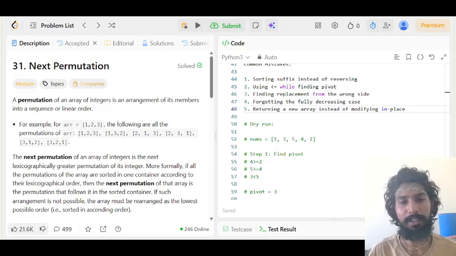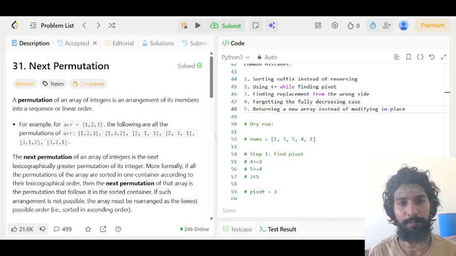The third mistake is finding the replacement from the left. We should scan from the right to find the first number greater than the pivot. The fourth mistake is forgetting the completely decreasing case, like 3 2 1. In this case, we simply reverse the whole array. The fifth mistake is returning a new array. So LeetCode expects us to modify the input array in place.